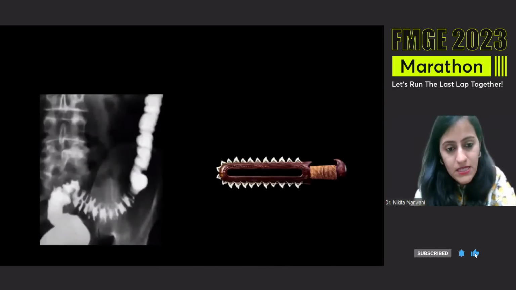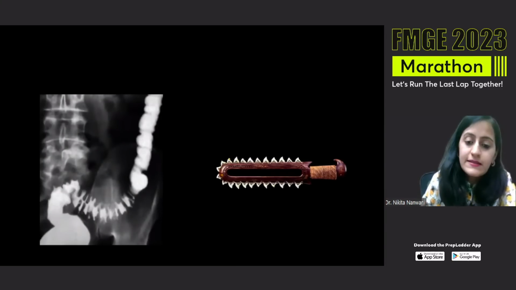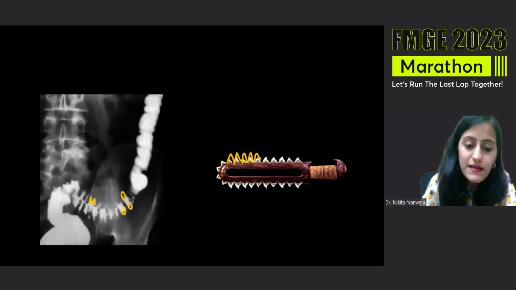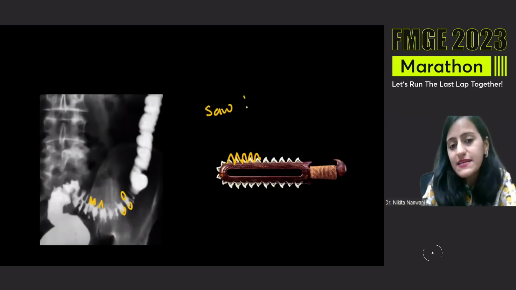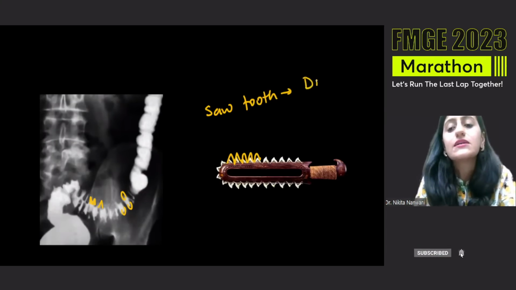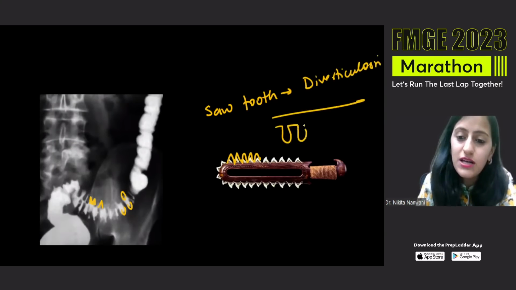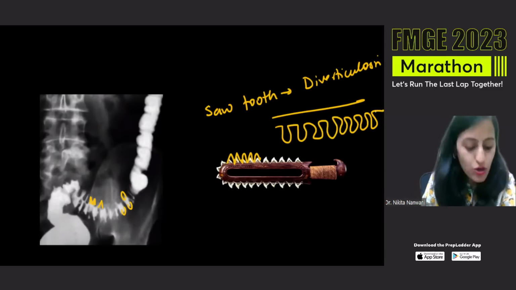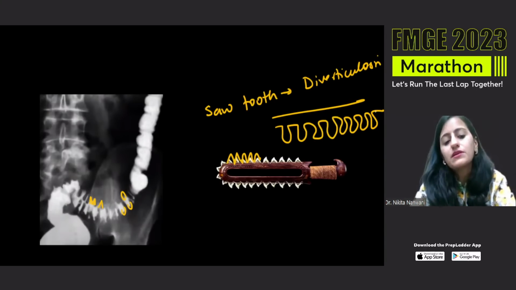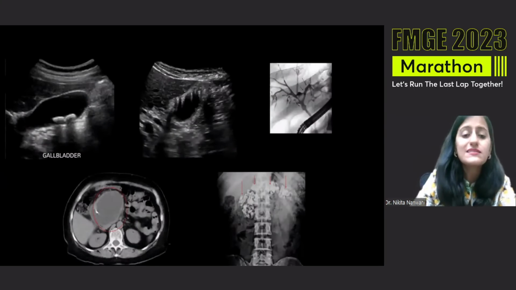Okay. Last one, I believe, in the GIT that we have. What do you think this image is showing? So this is the sawtooth appearance. Previously asked question again, where do you see the sawtooth appearance? It is diverticulosis. The colonic diverticulosis, the diverticula, the outpouchings appearing like the sawtooth. So that is sawtooth appearance, diverticulosis. Recently asked question again.